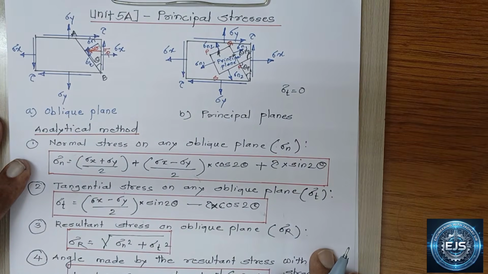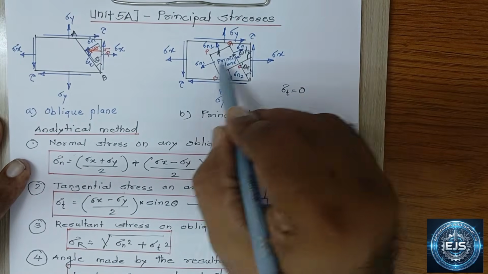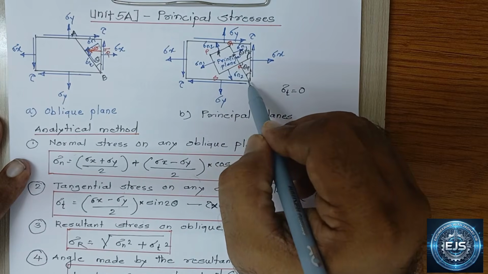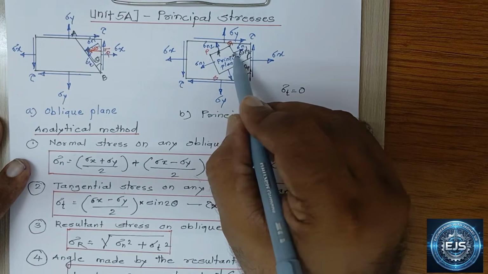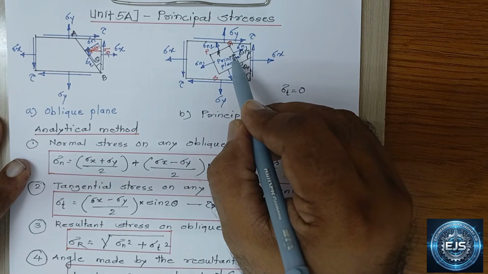Out of these two principal planes, one plane is a major principal plane which carries major principal stress, that is sigma n1. So in the figure, QR and PS is the major principal plane, and angle of this major principal plane with the vertical plane is theta p1. And on this major principal plane, the major principal stress, that is sigma n1, acts. So major principal stress is also called as the maximum normal stress.